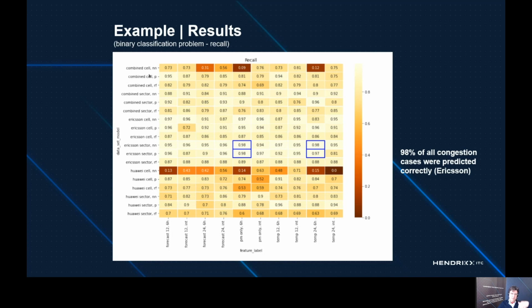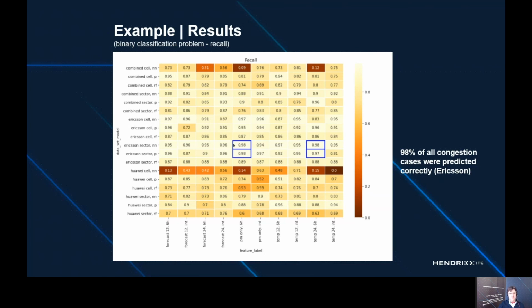We experimented a bit with how to combine the data because it was multi-vendor data. So we did model training for the vendors separately, like Ericsson and Huawei. But we also did a combined model training, and we did the model training on cell level and also on sector level. And this resulted in this matrix.